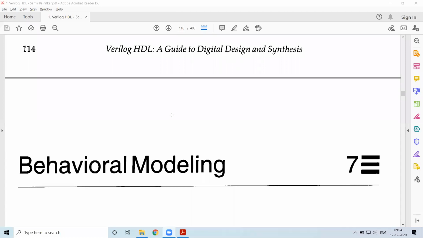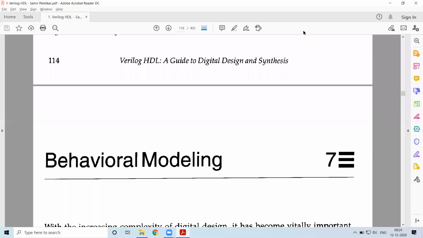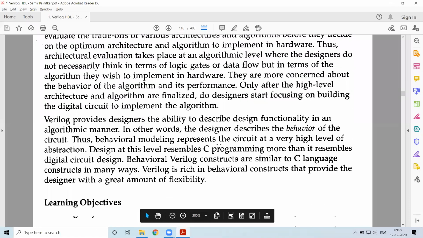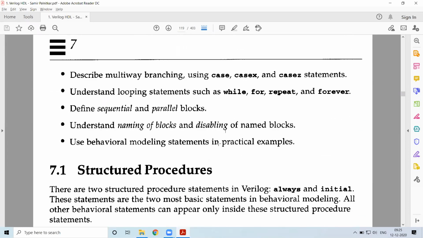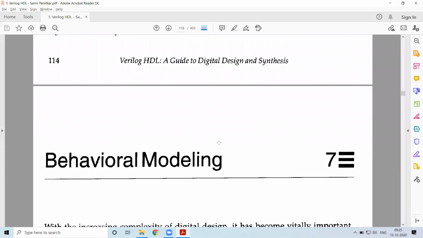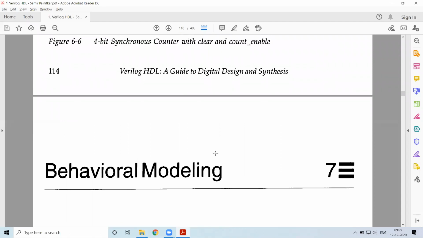So previously, we started off with the discussion of behavioral modeling. In behavioral modeling, we started off with the discussion relevant to the procedures, structured procedures. Before that, we understood what is meant by behavioral level modeling. In this case, you write the code in a form which is almost similar to C programming, but with a few changes which are specific to the hardware description language. That is what you try to do here.